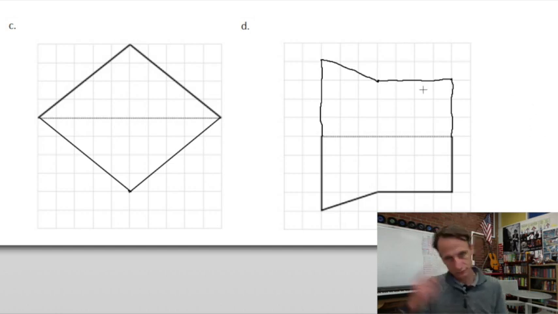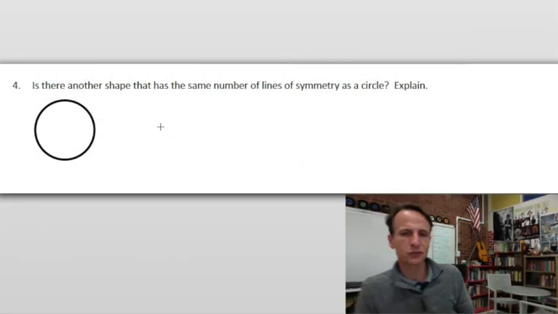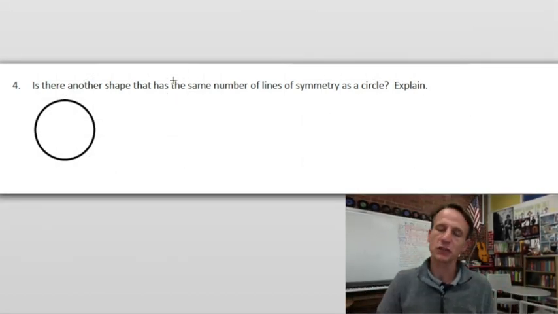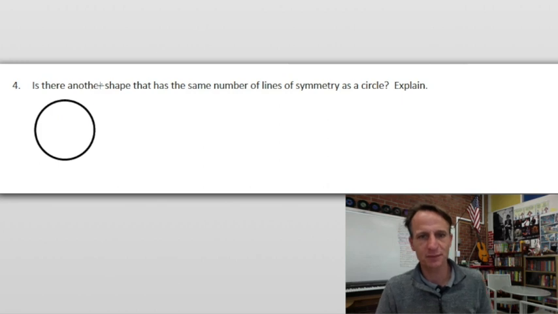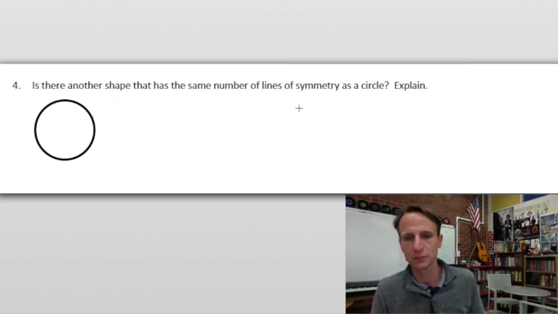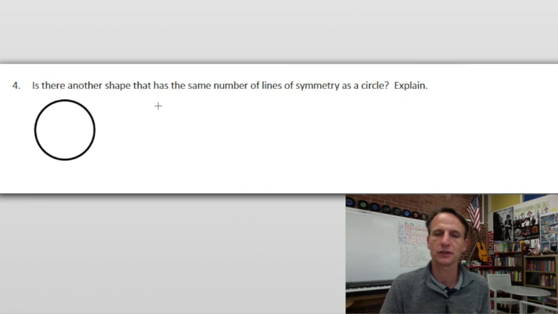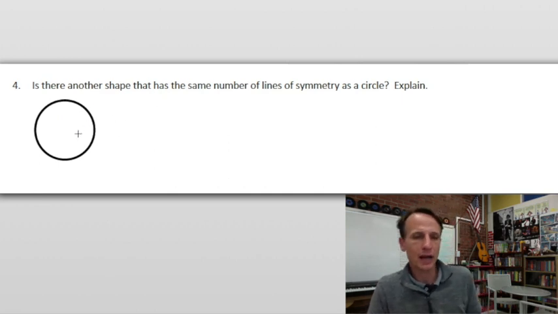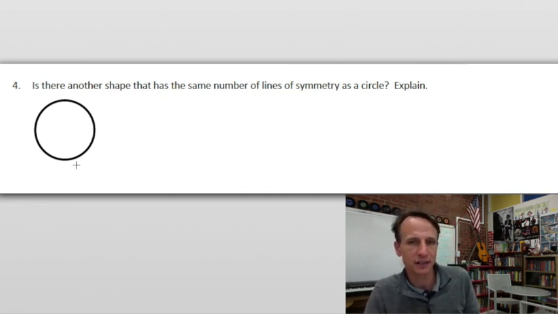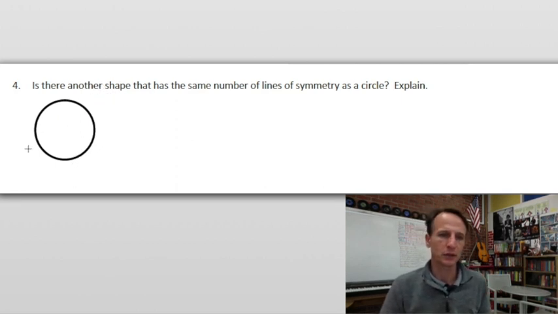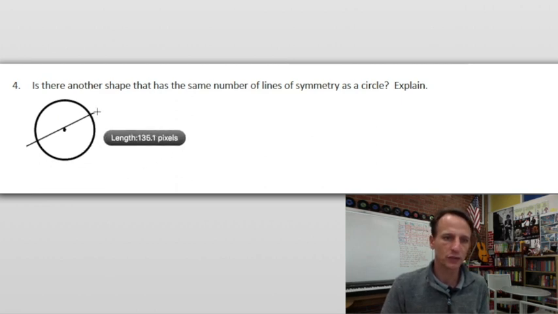All right, moving on. So number 4, we're given something of a philosophical quandary here. Is there another shape that has the same number of lines of symmetry as a circle? And then we are to explain. Well, I believe this was covered in class today, right? But if you think about it, okay, when you're drawing lines of symmetry in a circle, if you have a center point, I'll go ahead and best I can locate the center of this circle. If you were to draw a line anywhere, and you don't have to do this on your paper, by the way, I'm just making sure you understand something here.